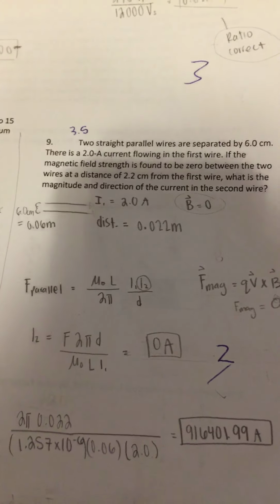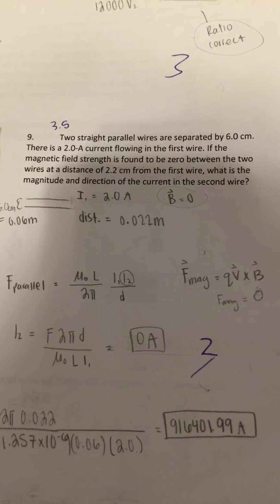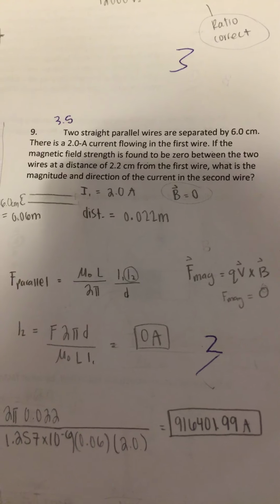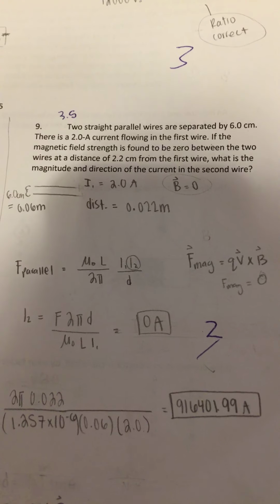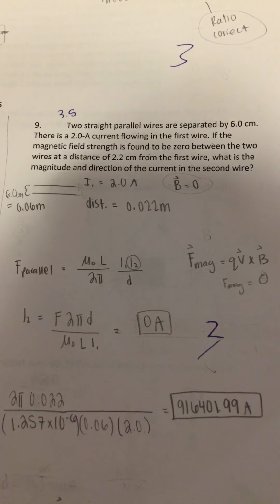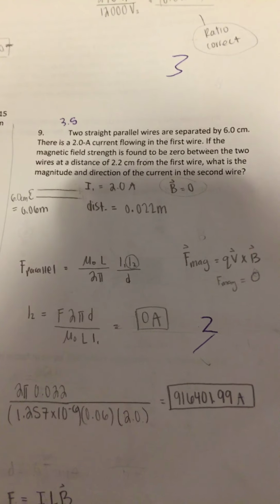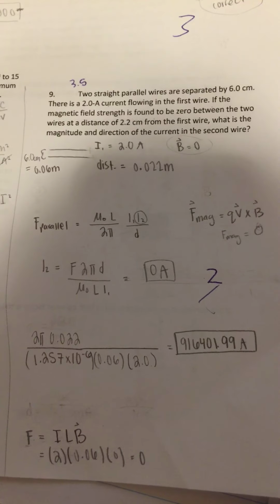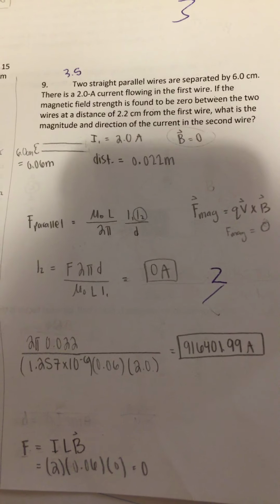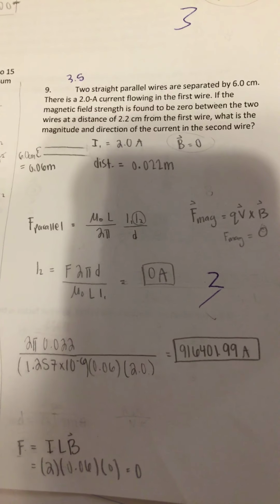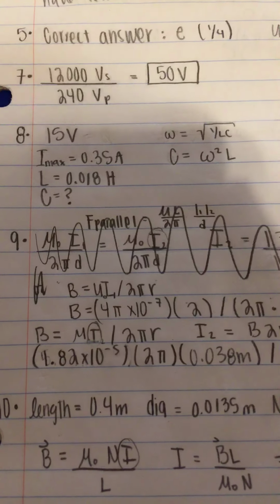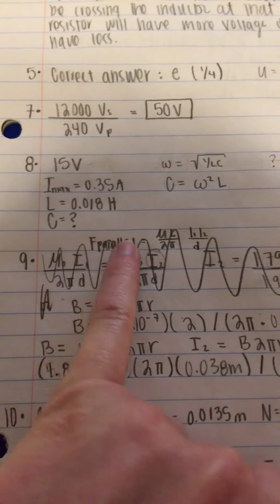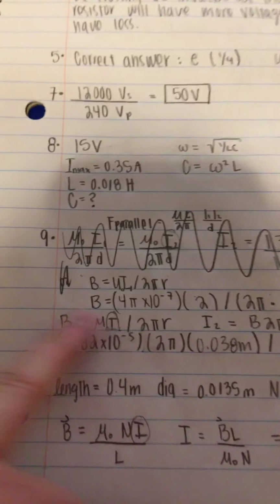Anyways, moving on. Number 9 is the two straight parallel wires separated by 6 centimeters. The current is 2, and what we're trying to find is the magnitude and direction of the current in this second wire. So I did it very close to being correct. But what I forgot, let's see. Going over question 9. Oh, I wrote it one way and then I crossed it out because this way it made more sense to me.